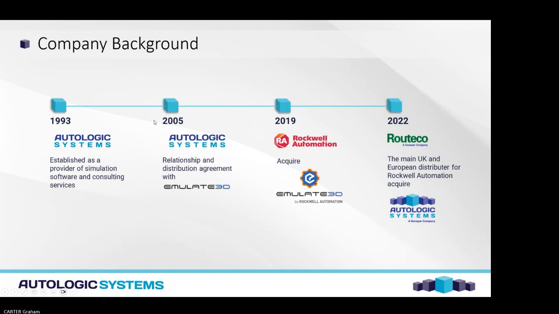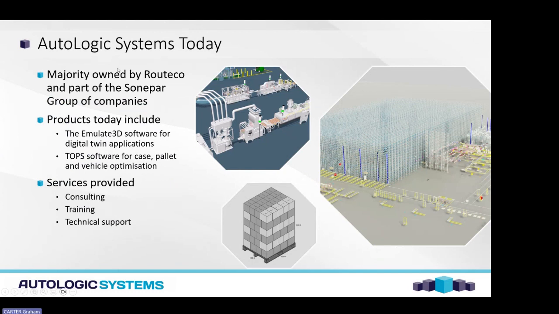So in terms of Autologic Systems today, we're now majority owned by the Rutico Group. They're a £300 million company, and we're part of the Sonepar group of companies, which operate in about 40 countries with about 32 billion euro turnover. So we're part of an extremely large group today.